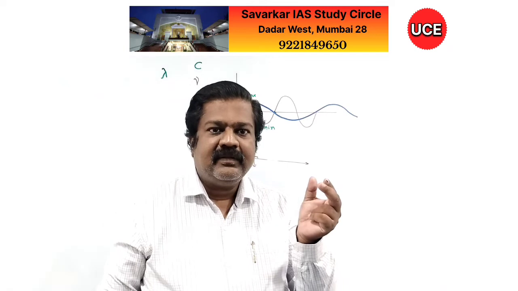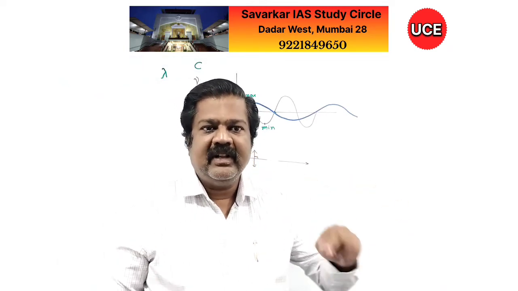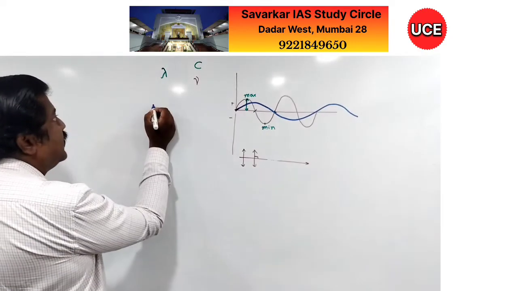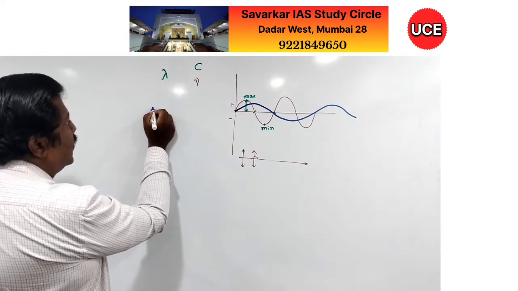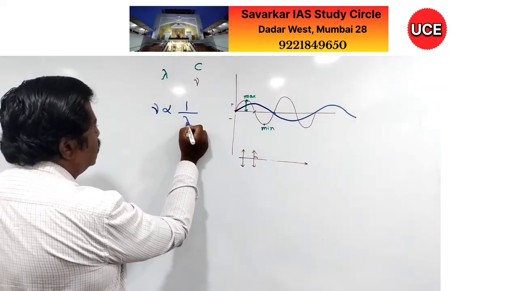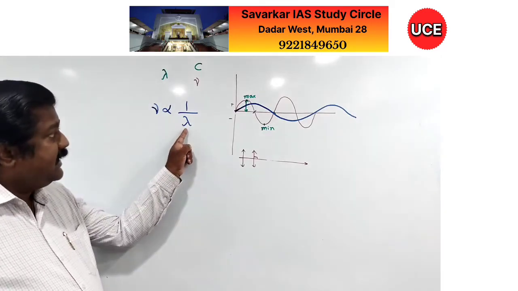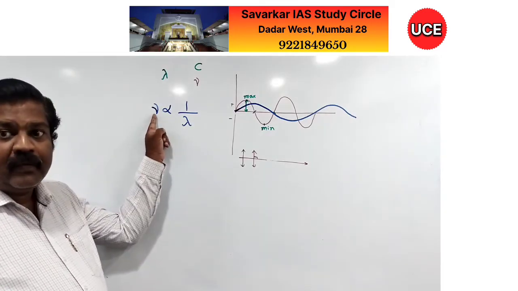Wavelength is less, frequency is more. Wavelength is more, frequency is less. And therefore, we can connect this way that frequency is inversely proportional to wavelength. Wavelength is less means frequency is more.